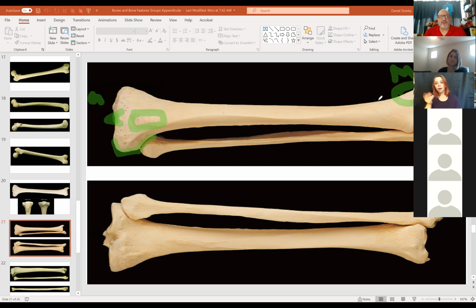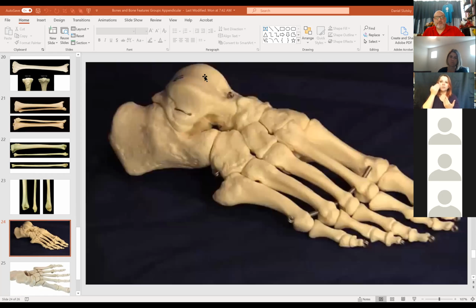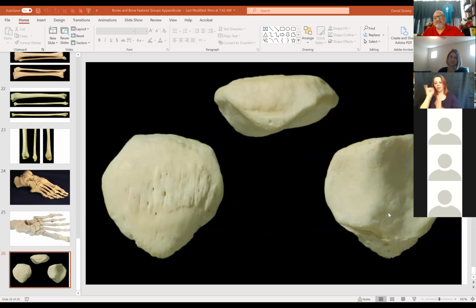However, there are some bones that have some nice dead giveaways. The two easiest bones, and they're only the easiest if you know what to look for, as we talked about, are the patella and the fibula.